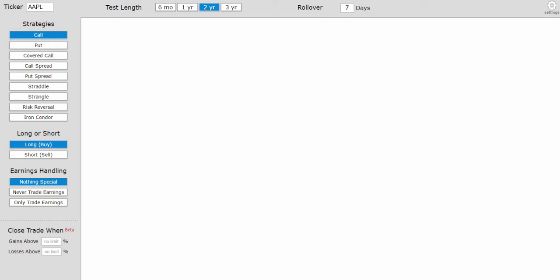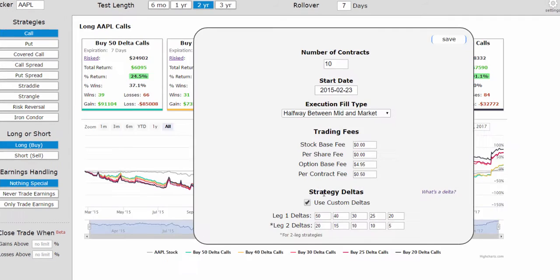Alright, so this is a window into how I use the trade machine. In this particular example, I'm going to show you what I do when I'm considering taking a bullish position on a company. The first thing I do is I actually customize my deltas. So I go to settings and I put in my deltas.